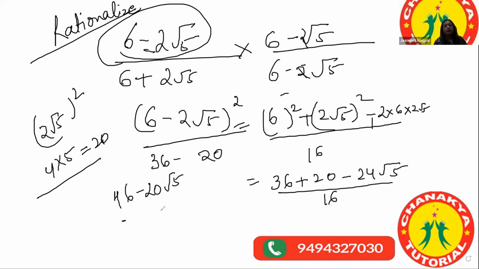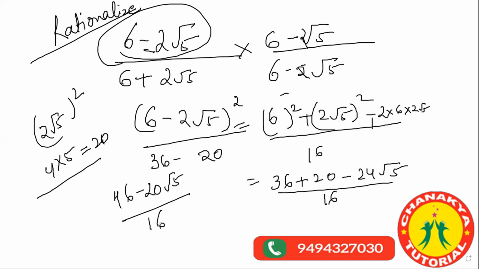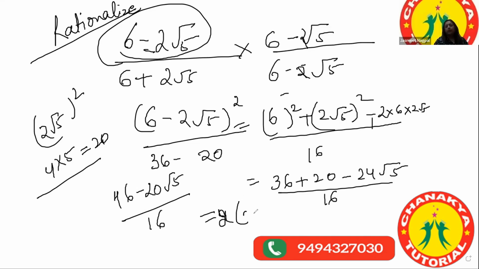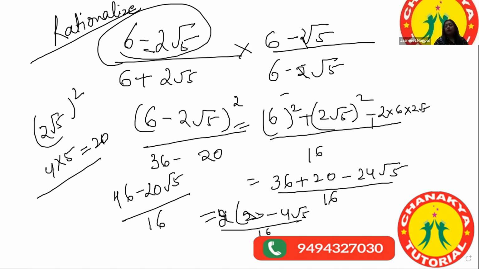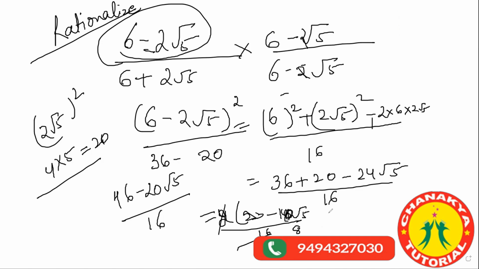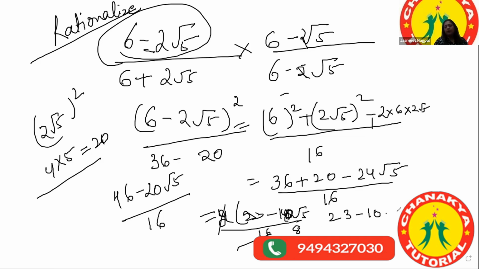Upon 16. Now you will take the common and cut it with 16. You will take 2 as a common. So that becomes 23 minus 12 root 5 by 8. Right, ma'am? Taking 2 as a common, 23 minus 10 root 5, and then 2 cut with 16 would be 8. So your final answer is 23 minus 10 root 5 upon 8.